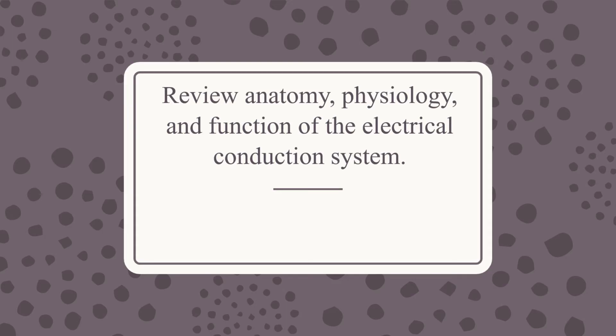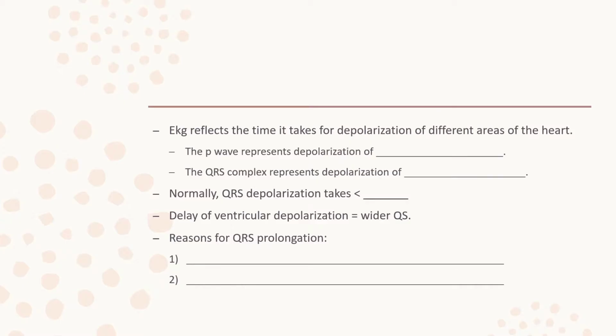Okay, so when we look at the anatomy and physiology, I think you guys already know most of this, so let's just review some basic concepts. The EKG reflects the time it takes for depolarization of different areas of the heart, right? So the P wave represents depolarization of the atria, and the QRS represents depolarization of the ventricles. Okay, so normally QRS depolarization takes less than what? We talk about this all the time when we measure our QRS, and we want it to be 0.11 or less. So I guess you could say less than 0.12.